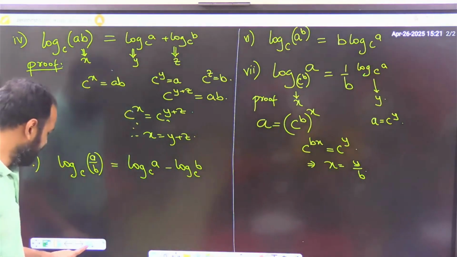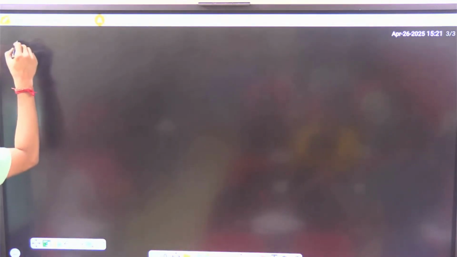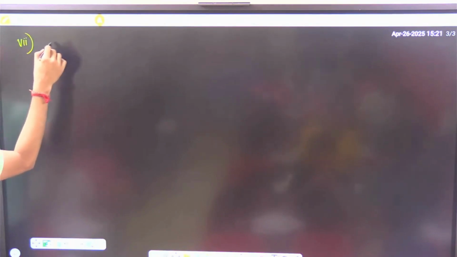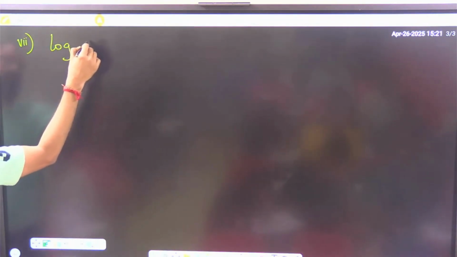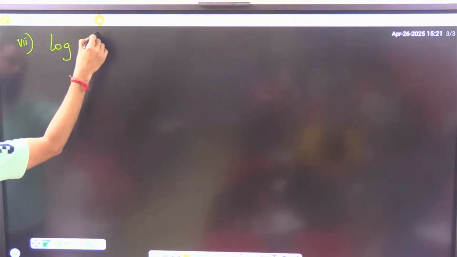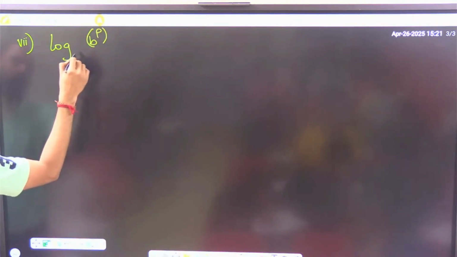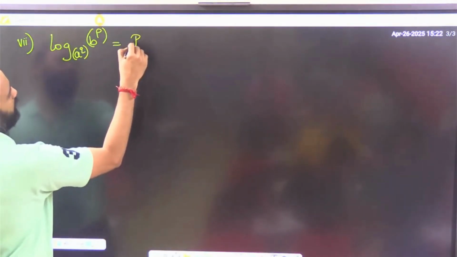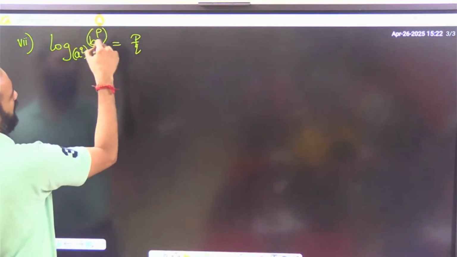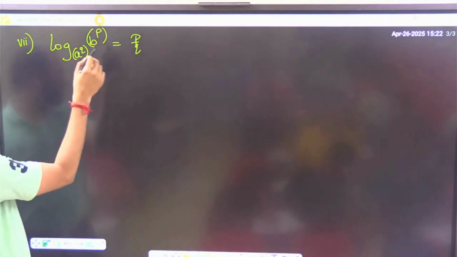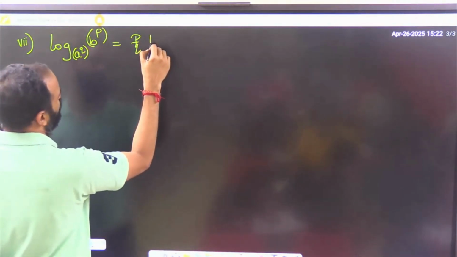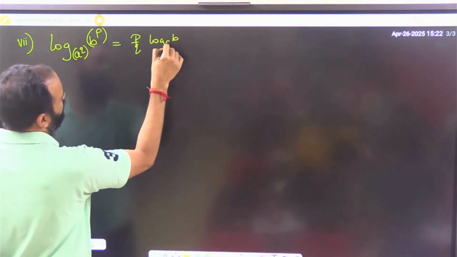Now, combining these two results, we generate a new property 7, which is like if we have log b to the power p to the base of a to the power q, power of the number will come out in the numerator, power in the base will come out in the denominator. So p by q log of b to the base a.